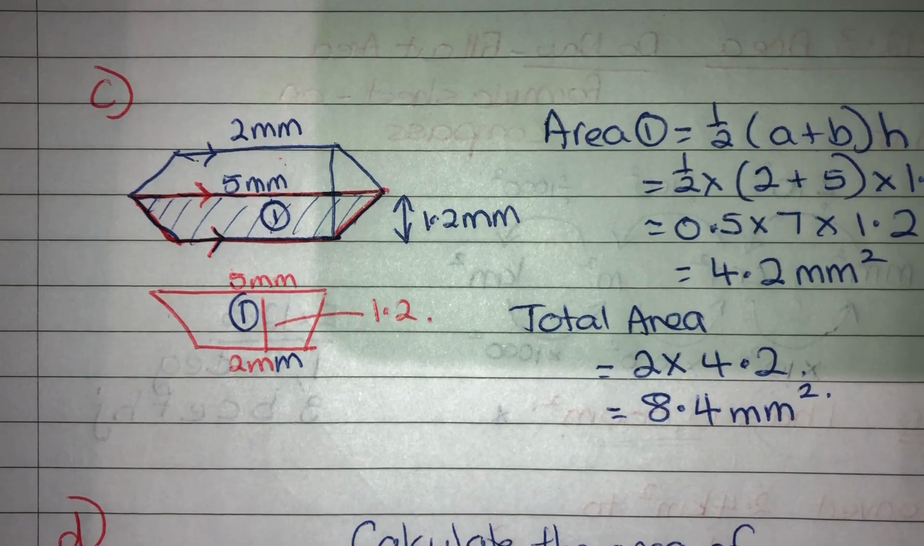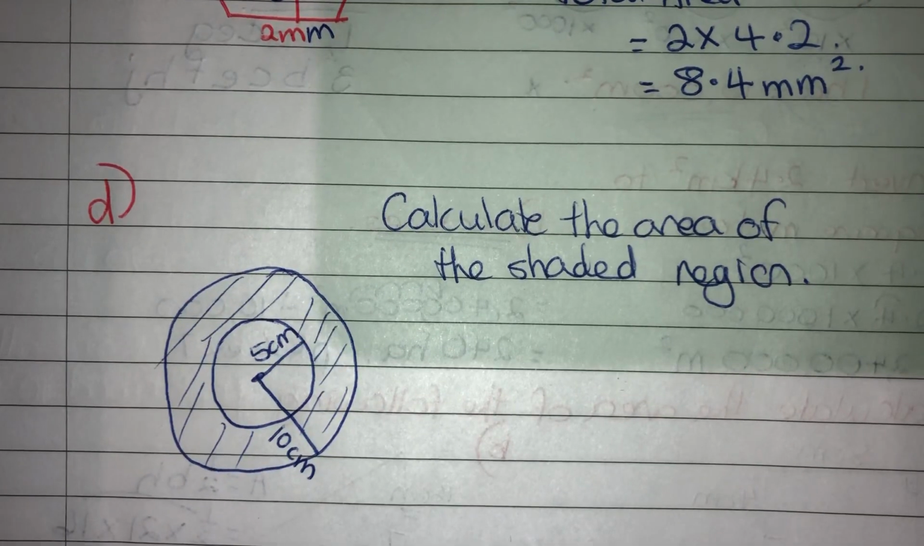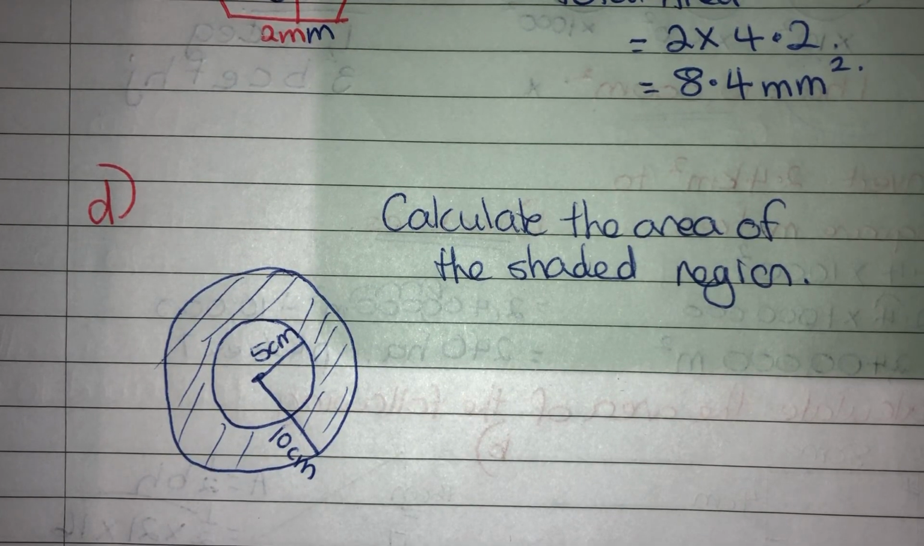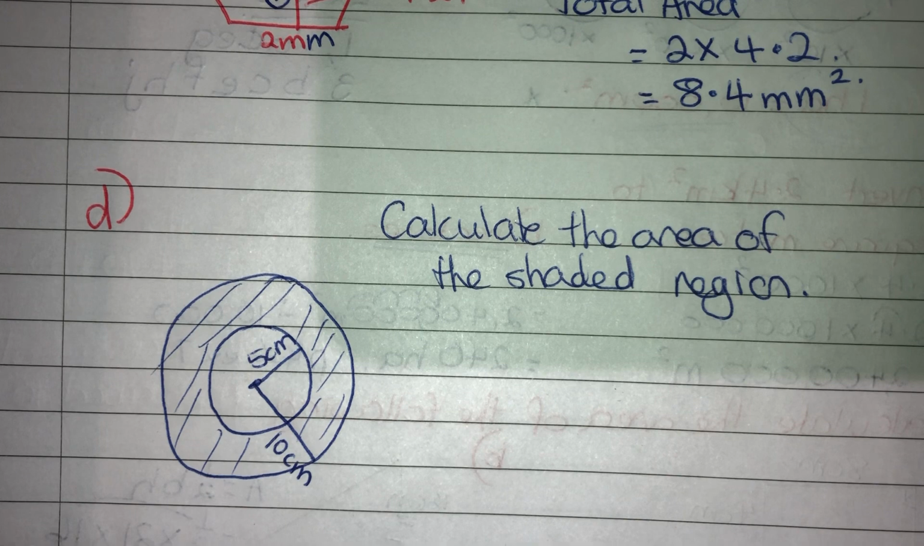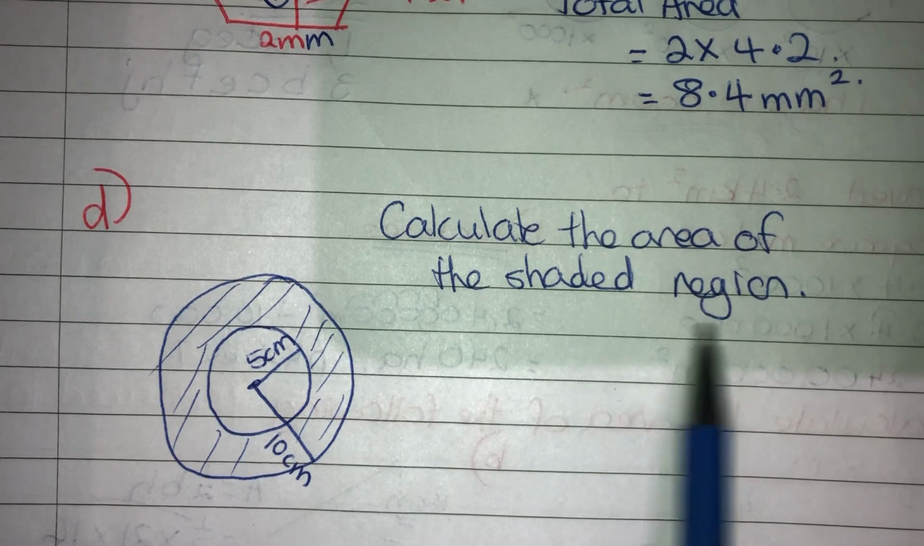Okay, now I think it's question 11. It deals with annulus, probably annuli for the plural, although don't quote me on that. Basically it's two circles. Think about a donut, and this question is talking about finding the area of the actual donut. It says calculate the area of the shaded region.